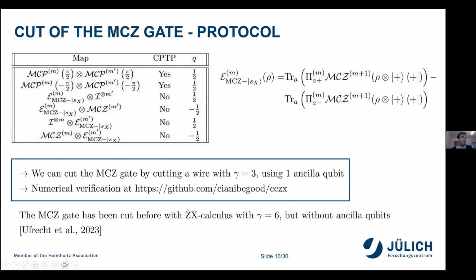Yes, and I also want to mention that this gate has been cut before with ZX calculus. And in this paper, they used a different approach than we, because they did not use this idea to cut gates by cutting wires, and therefore they get a bit of a different protocol. And in particular, in the protocol they show, they get a one norm of 6, but they do not need ancilla qubits. And then they also say that they could decrease this one norm if they use ancilla qubits and use post-selection, but they did not do it. And also we do not need post-selection here.